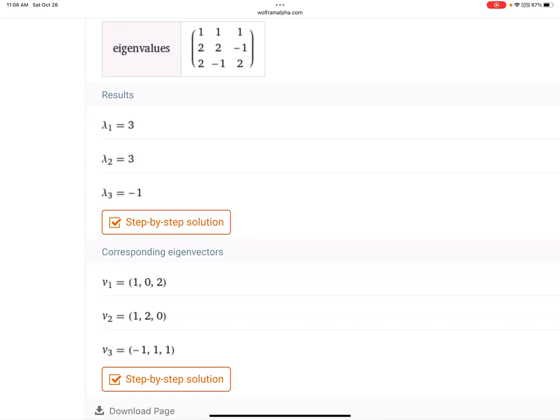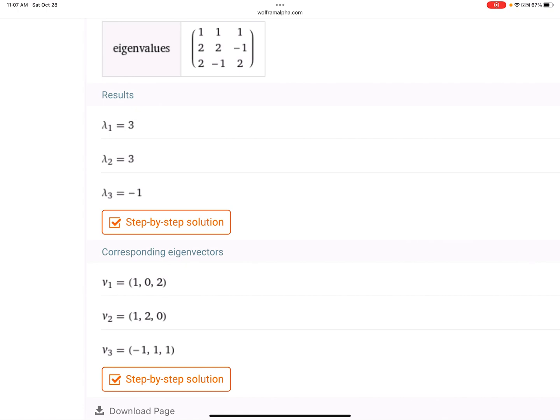It's common to use the Greek letter lambda to represent an eigenvalue. We've been using r, but r or lambda are the two common choices for eigenvalues. And this confirms that the eigenvalues are 3, 3, and -1. And then also below you can see it gives us eigenvectors. Now, of course, these are not the only representations of these eigenvectors.